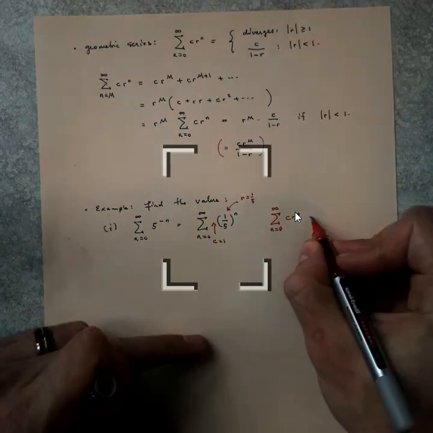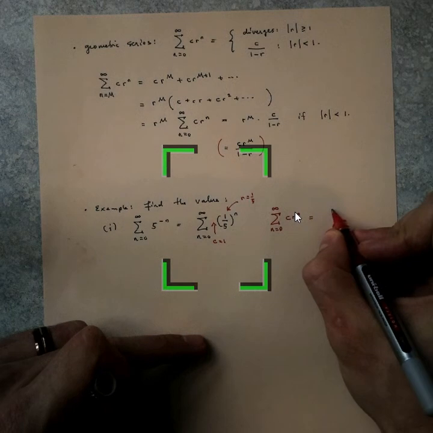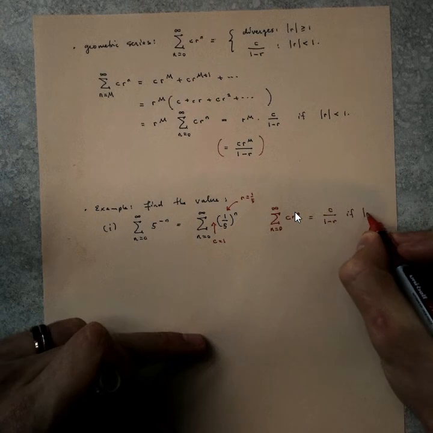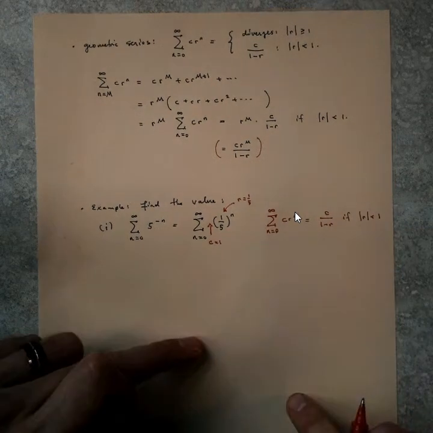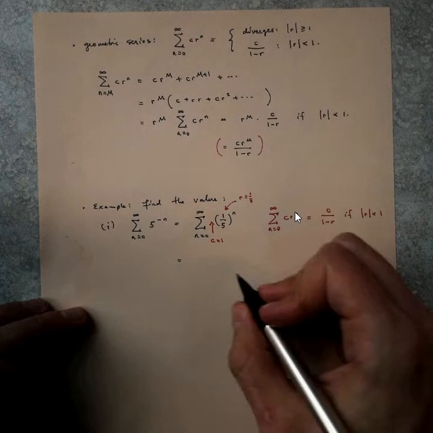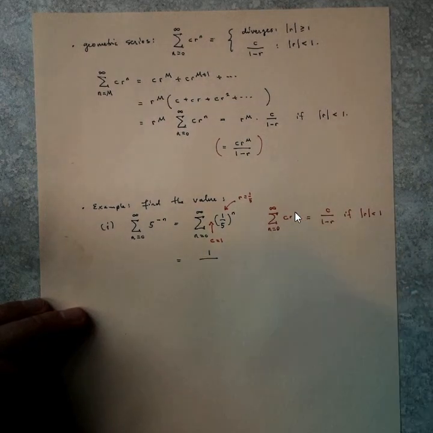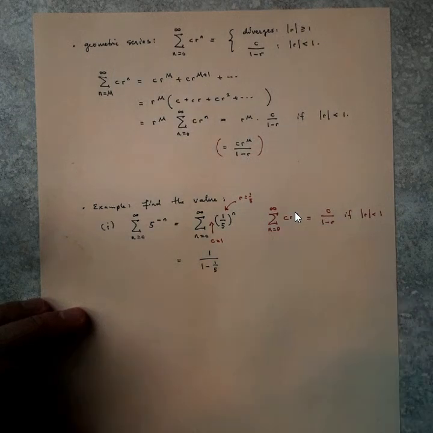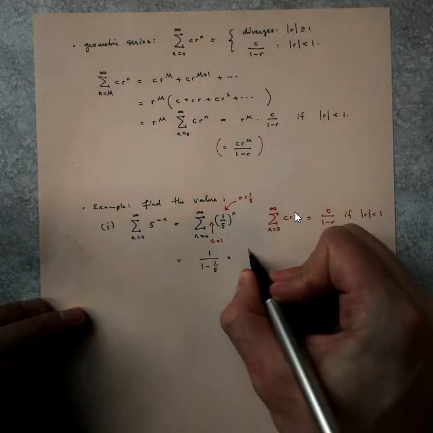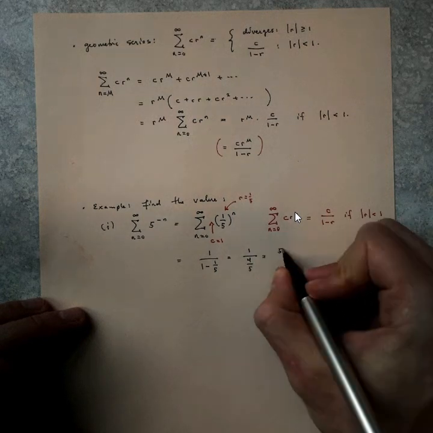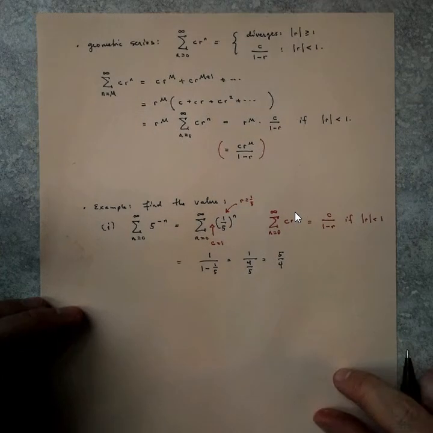Right? So I know from above that this is equal to c over 1 minus r if the absolute value of r is less than 1. Now certainly 1/5 is less than 1, so this guy converges, right? So applying that formula, this is equal to 1 over 1 minus 1/5, which is equal to 1 over 4/5, which is 5/4.